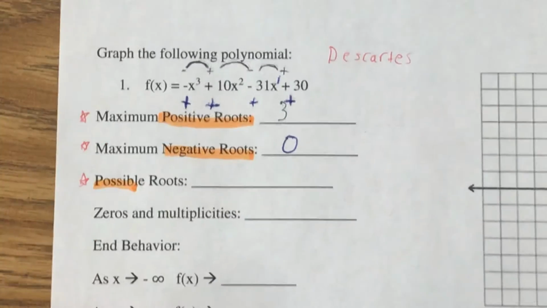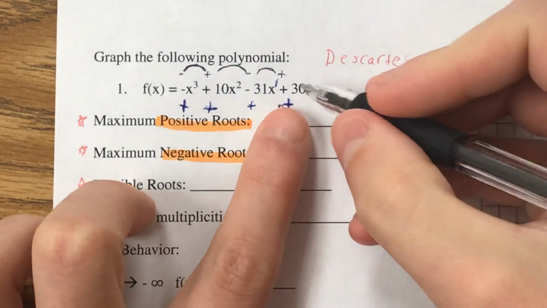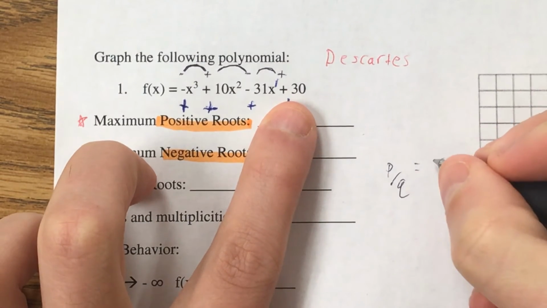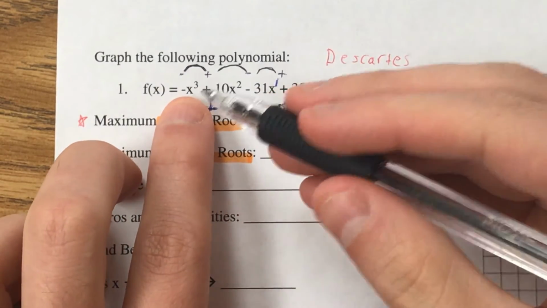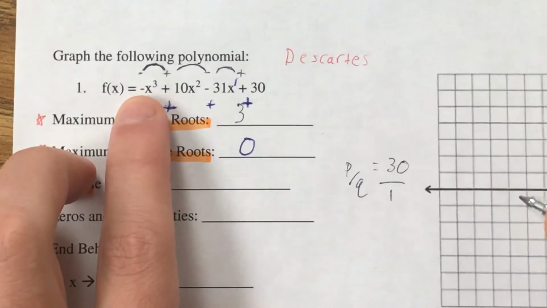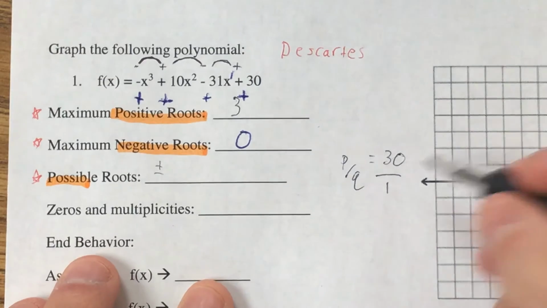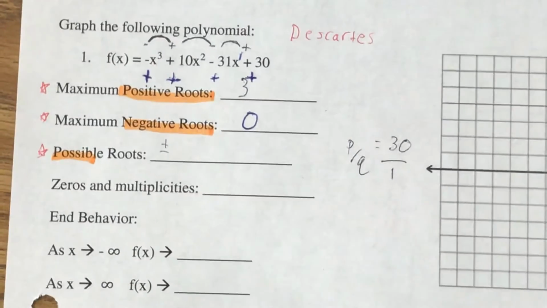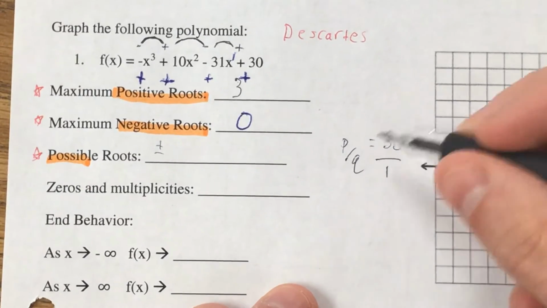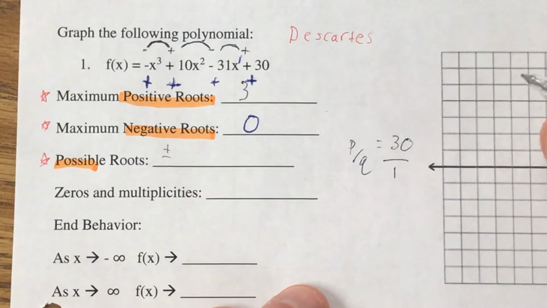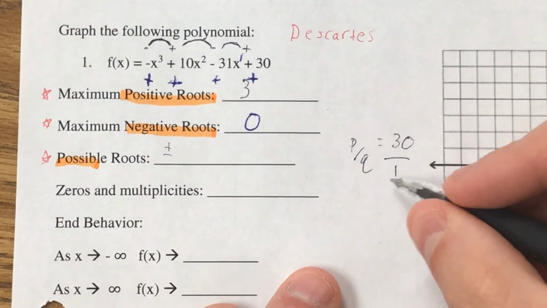Okay. Possible roots. This was known as the P over Q thing, where P is 30. It's the very last number called the constant. And Q is the number in front, which is just a 1. It's technically a negative 1, but we don't care about that because with possible roots, all of them are going to be plus or minus anyway. So saying 1 versus negative 1 is just kind of irrelevant to the situation. The next thing you do is you take all of the factors of 30, so literally everything that goes into 30, and divide it by everything that goes into 1. Luckily, the only thing that goes into 1 is 1.